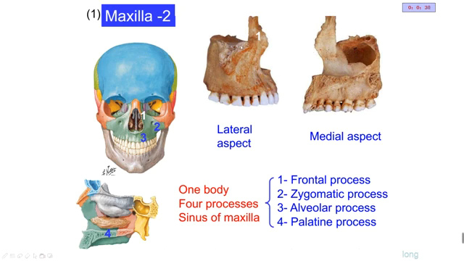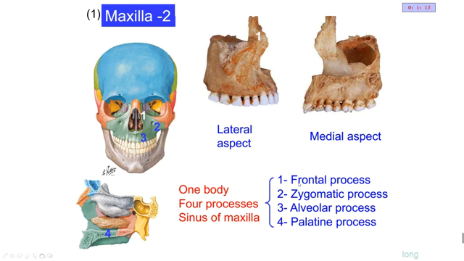And now you see this picture is the right maxilla, lateral aspect. And this one is the medial aspect of the right maxilla. Every maxilla has one body and 4 processes from the body, and in the maxilla there is a sinus. First, let's see the body. In the center is the body of it. And from the body, going outside, there are 4 processes.